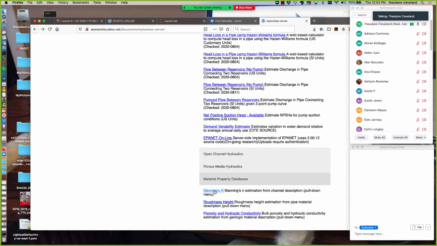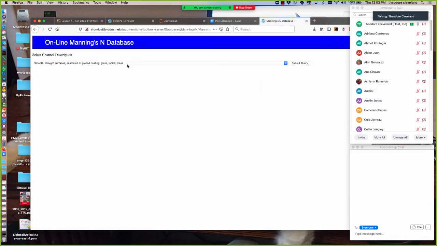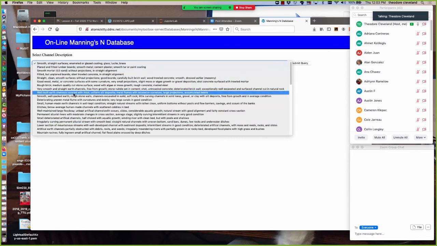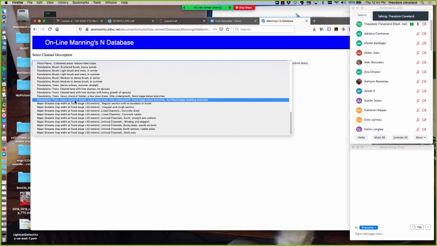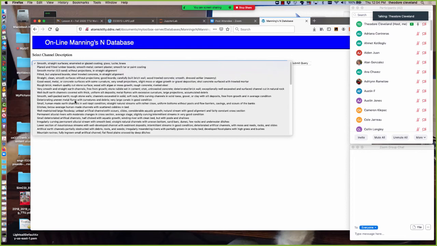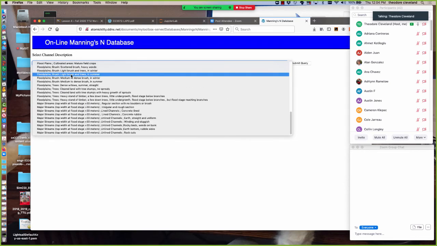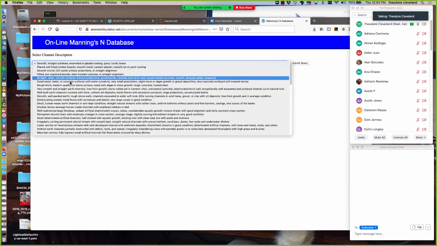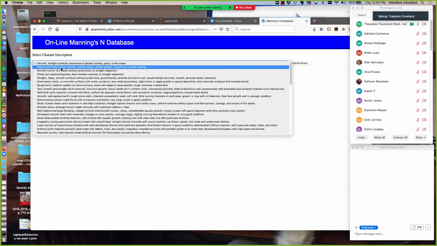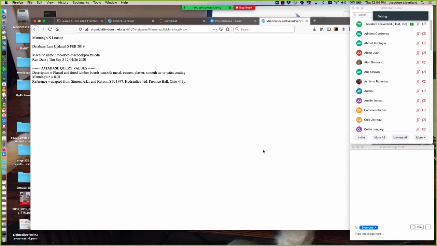So Manning's n. Good, it's active. So here's what Manning's n tables look like. So let's just pick well-built earth. No, I think I actually want to use pipes. I don't actually have them for pipes. There's similar pull-down information for a pipe. Let's just pick a smooth metal pipe. Manning's n for that would be 0.01.